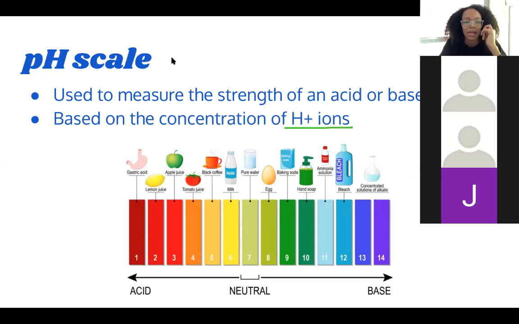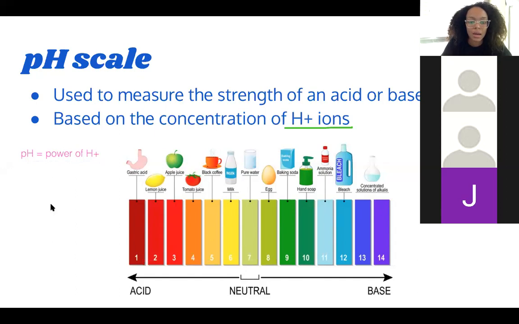Okay, pH, oh, I forgot to say this. Fun fact, pH actually stands for, it's always a lowercase p and a capital H, the power of hydrogen. Fun fact, that's what it stands for, okay? So that's what the scale is based off of.